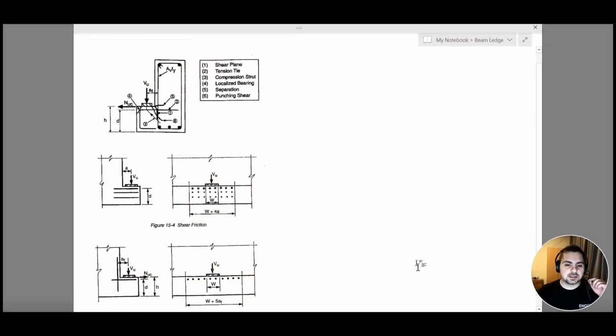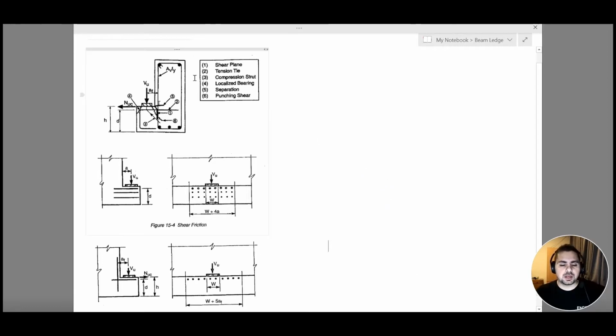Hello everyone, in this lecture we are going to start with our second example, or our second type of special reinforced concrete structure, which is our beam ledge. When it comes to our beam ledge, the design is very similar to that of a corbel. However, there are a couple of minor differences which we will talk about.